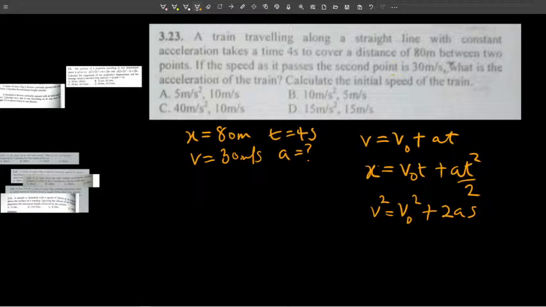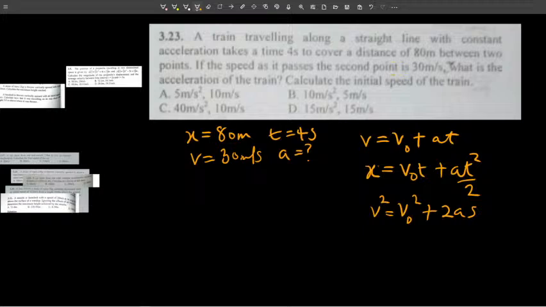Now we have this formula too, the one that says x equals v plus u over 2 times t. Will that work? So what formula will work for this?